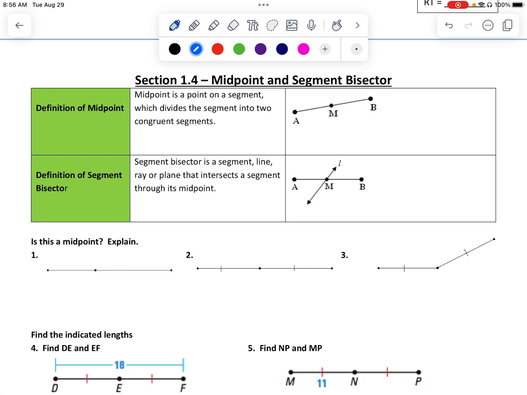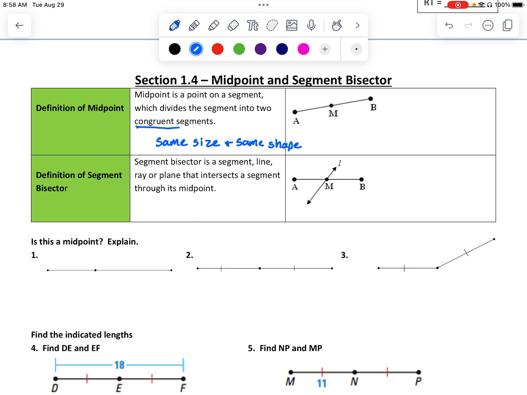Everyone. Today we're going to talk about midpoints and segment bisectors. So the definition of a midpoint is a point on a segment which divides a segment into two congruent segments. So a reminder, the word congruent means it is the same size and the same shape. So basically they're equal. That's just a fancy word in geometry we use to say the two shapes are equal.